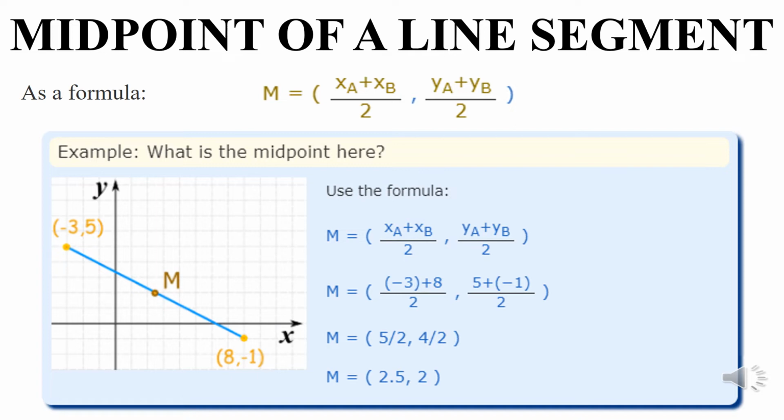Example, what is the midpoint here? Use the formula M equals xa plus xb over 2, ya plus yb over 2. M equals negative 3 plus 8 over 2, 5 plus negative 1 over 2. M equals 5 over 2 and 4 over 2. M equals 2.5 and 2.